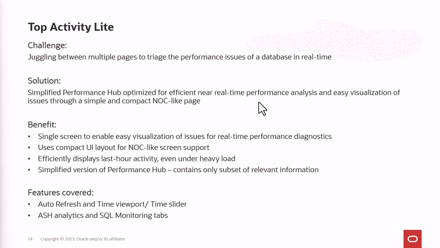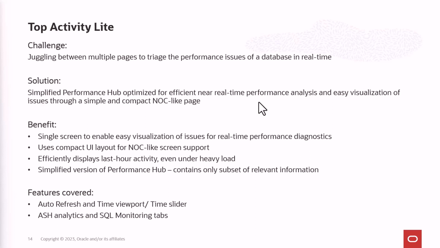Although it is a subset of Performance Hub, it comes with benefits like providing a single screen with easy visualization of issues through a compact UI. It provides the information of the last hour effectively. Top Activity Lite is a simplified version of Performance Hub. It also retains previously selected settings in the browser.